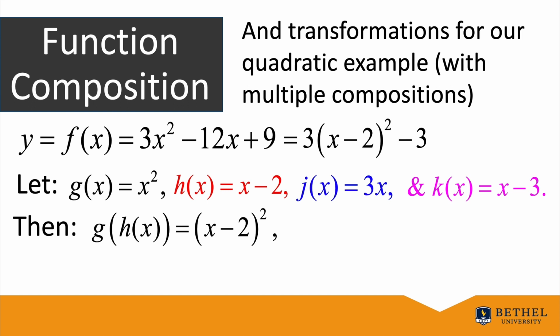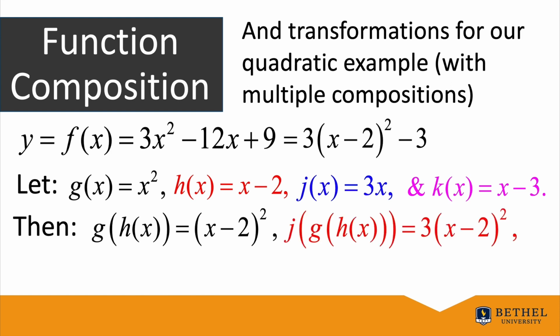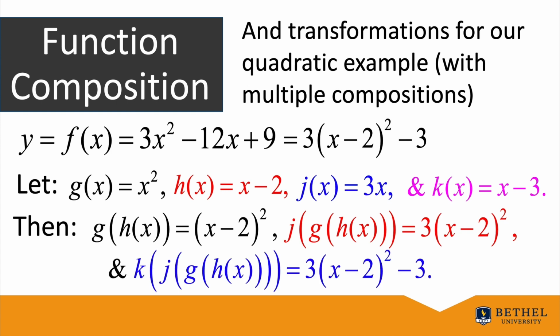Graphically, this takes the graph of g of x and translates it to the right by 2 units. j of g of h of x equals 3 times (x minus 2) quantity squared. This takes the preceding graph and stretches it vertically by a factor of 3. Finally, k of j of g of h of x equals the original function f of x. This takes the preceding graph and shifts it down by 3 units. You should take the time to check this.